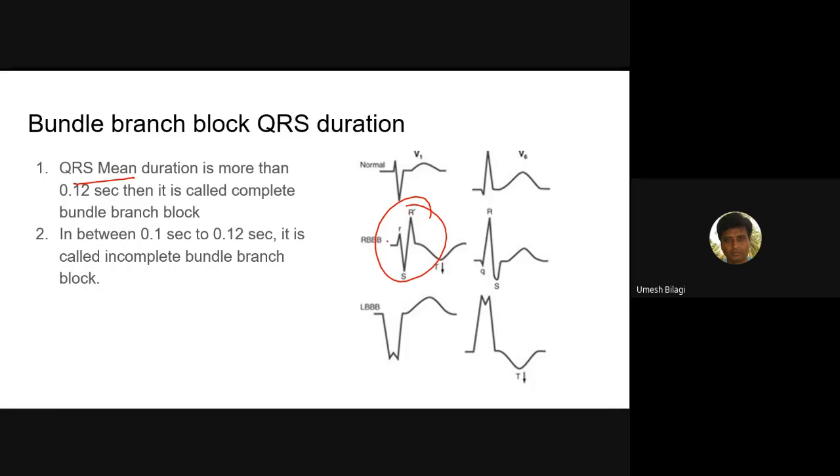Although the pattern is RSR, M pattern, there can be a bundle branch block within the time of 0.1 to 0.12. This is called incomplete bundle branch block: if there is a bundle branch block and the duration is less than 0.12, we call it incomplete bundle branch block. If it is more than this duration, it is called complete bundle branch block. You should know this.